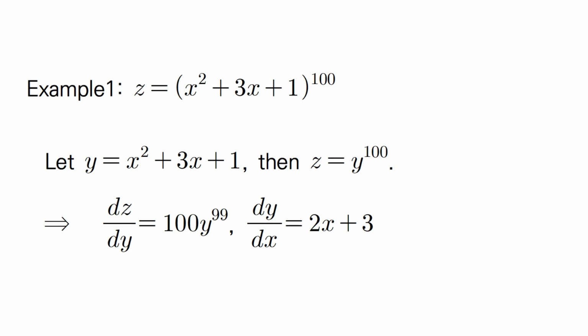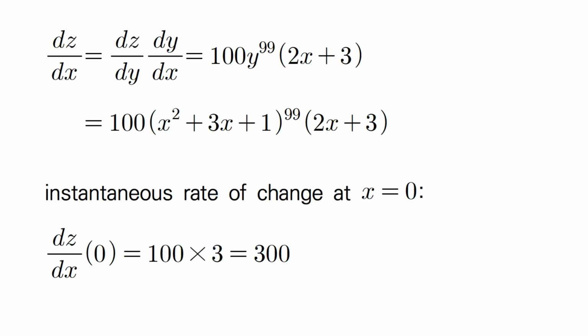When we differentiate this with respect to y, we get 100 times y to the 99th power. Next, we differentiate the expression inside the parentheses with respect to x, which gives us 2x plus 3. Now let's apply the chain rule. dz/dx is equal to dz/dy multiplied by dy/dx, which equals 100 times y to the power of 99 multiplied by 2x plus 3. Then, by substituting the original expression in x back for y, we can find the final derivative we're looking for.